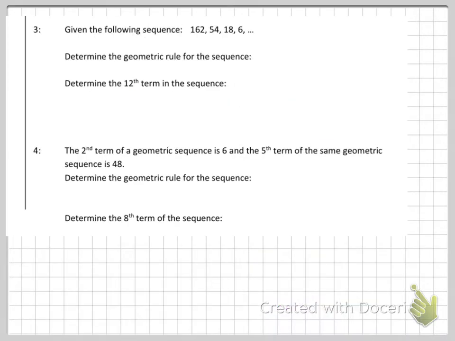Okay. Given the following sequence, determine the geometric rule. So what is happening from 162 to 54? What are they doing? So again, if you can't see it, you can take any term and divide it by the previous term. 54 divided by 162, that's going to give you 1/3. So they are multiplying by 1/3 each time. So a sub n is the first term times 1/3 each time, raised to the n minus 1 to guarantee you get that 162 back out every time.